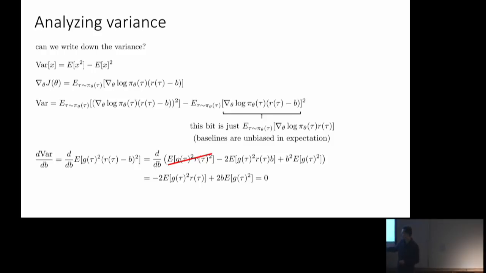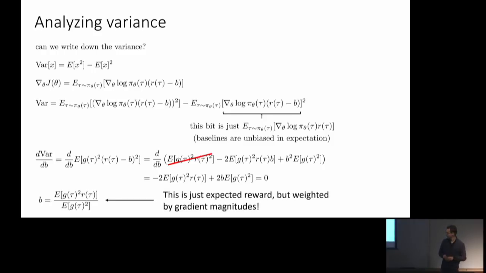And now I just do some algebra. I'm going to throw this thing over to the right-hand side and divide by this bit, which will give me the following equation for b when I set the derivative to 0. So the b that optimizes the variance is given by the ratio of the expectation of the squared gradient times the reward divided by the expectation of the squared gradient. So what is this? Well, this is very similar to expected reward, except that now you can think of it as weighting the expected reward. So not every sample is weighted equally, but the samples are weighted by their contribution to the gradient.